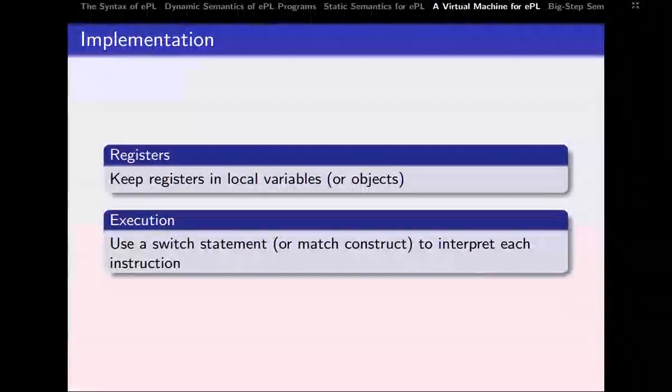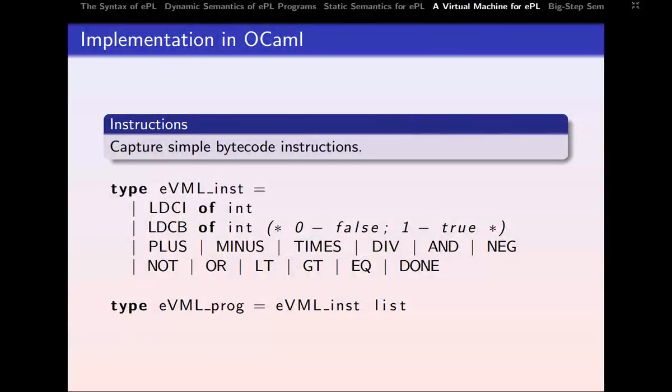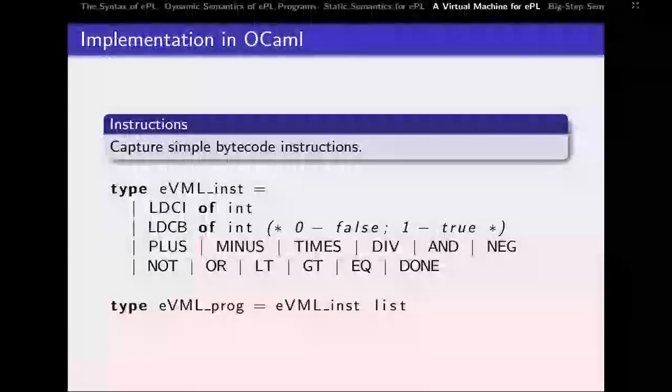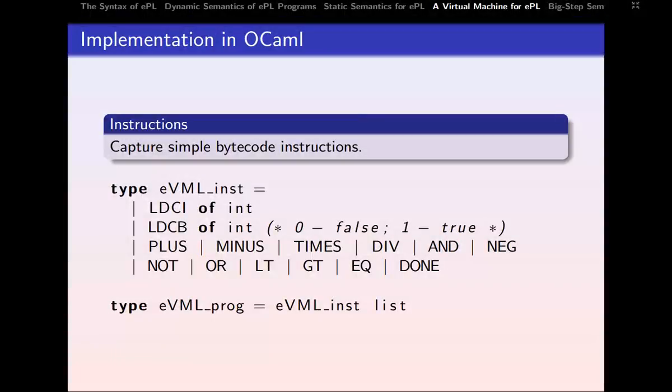So, how are we going to execute this? We're going to keep the registers and local variables, and we're going to have a big switch or case that essentially performs the correct operation for each symbol. So first of all, let's define the type of instructions, the OCaml type of instructions. Some of the instructions have arguments, such as LDCI, LDCB. Most do not. And we define all the possible operations.